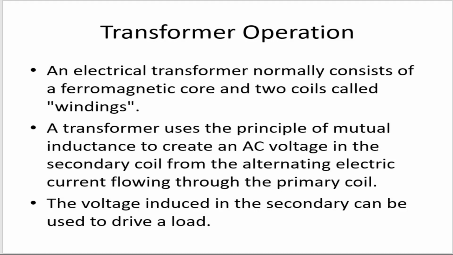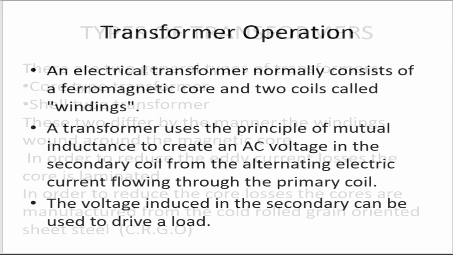An electrical transformer normally consists of a ferromagnetic core and two coils called windings. A transformer uses the principle of mutual inductance to create an AC voltage in the secondary coil from the alternating electric current flowing through the primary coil. The voltage induced in the secondary can be used to drive a load.